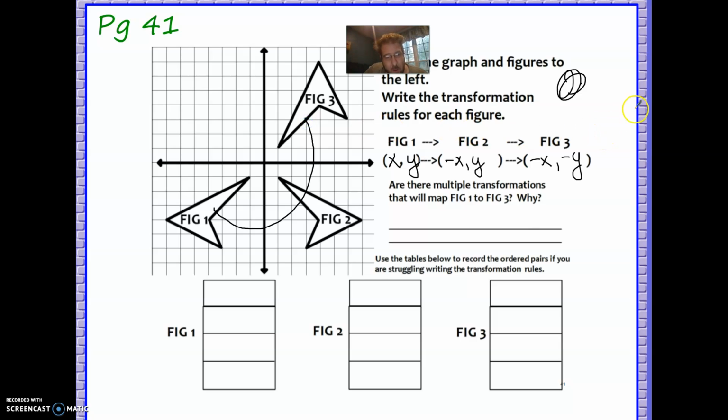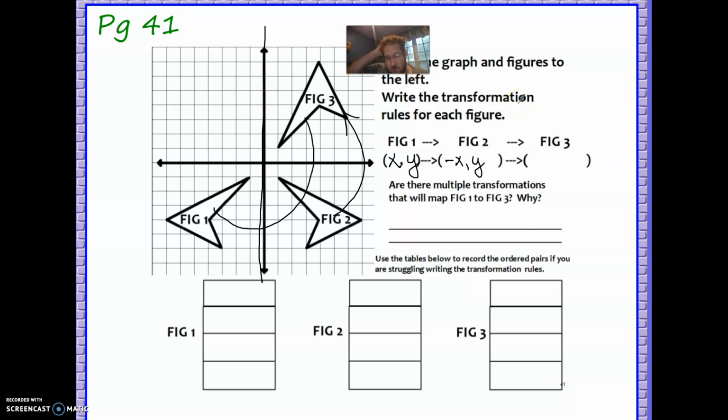Okay, so, oh, you know what? I didn't look close enough. Here I am trying to speed through this, and I messed up. So hopefully you're watching this video and you see the mistake here. That is not a reflection. I'm sorry. This is a reflection over the y-axis first. First step is correct. But this is actually a rotation.